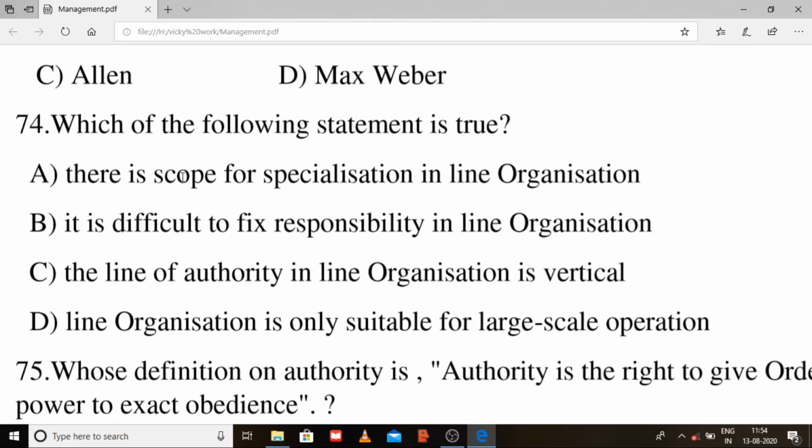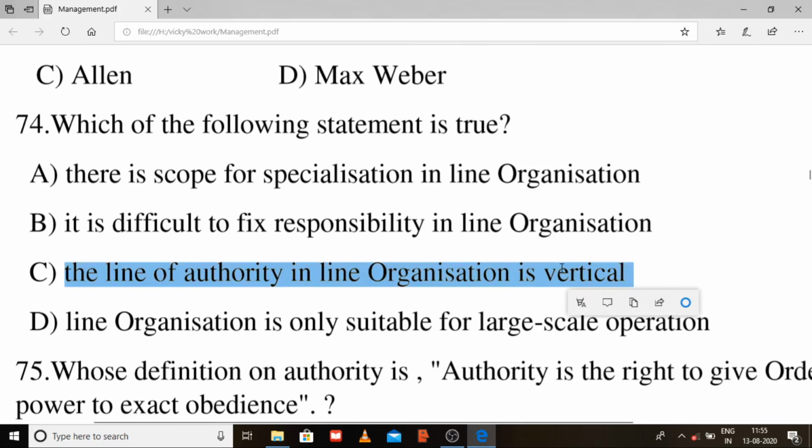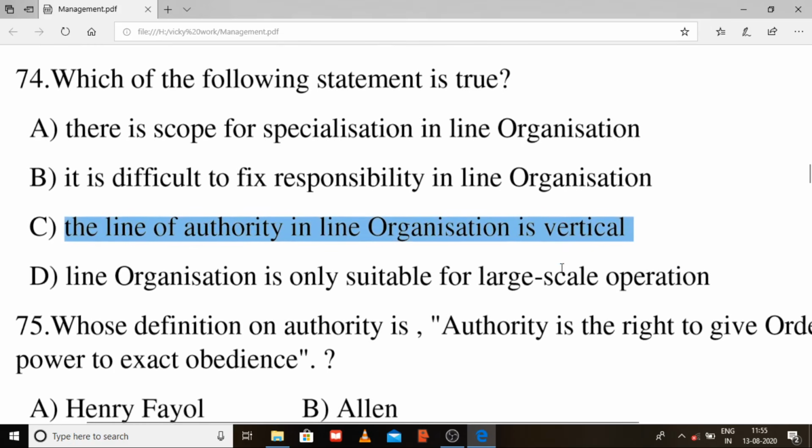It is difficult to fix responsibility in line organization. Option C. The line of authority in line organization is vertical. Yes. Option C is the right answer. लाइन ऑर्गेनाइजेशन हमेशा वर्टिकल होता है.